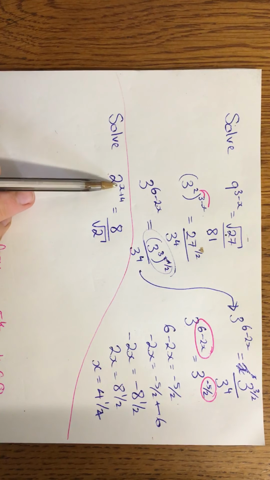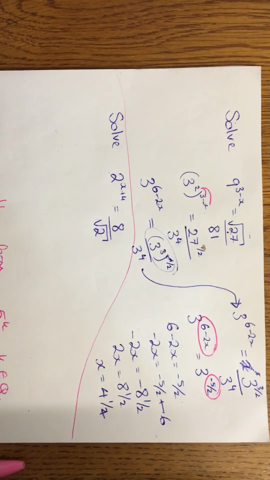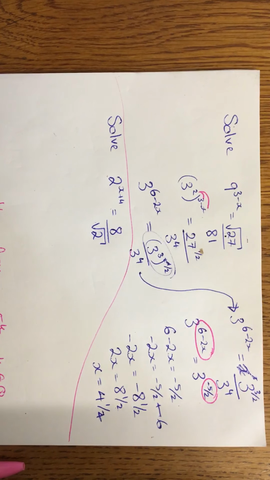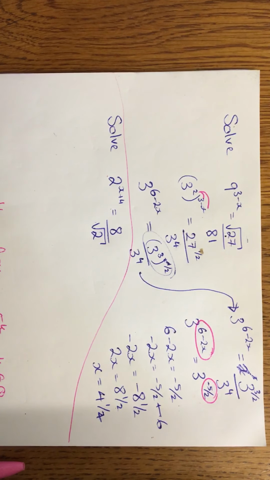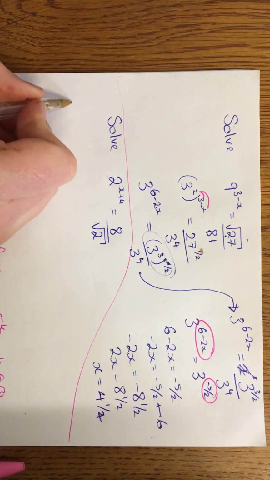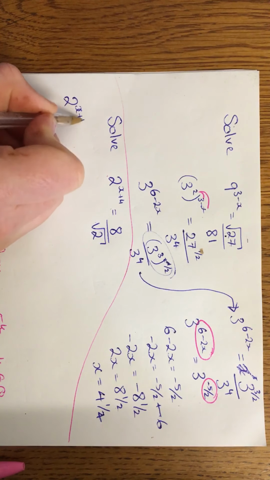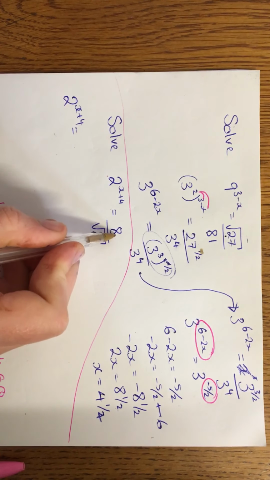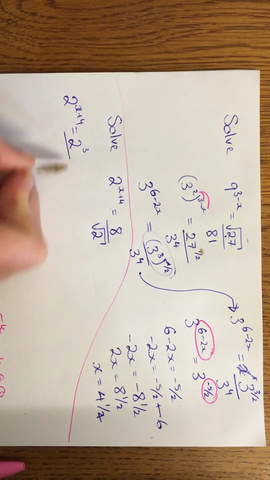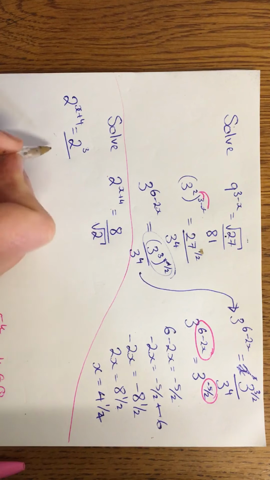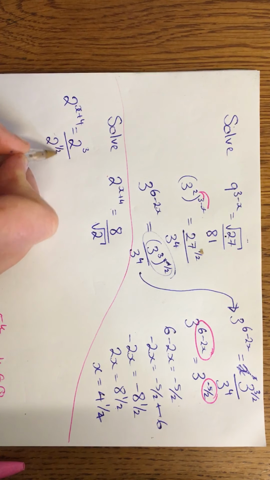Okay, next one, 2 to the power of x plus 4 equals 8 all over the square root of 2. Okay, so pause, think. What am I going to use as my base here? So I'm going to use 2 as my base. Okay, so the left hand side is fine. I just need to sort out the right hand side. So the left hand side, keep that the same. 2 to the power of x plus 4 equals. How can you rewrite 8 using 2 as a base? It's 2 to the power of 3 over. Remember, if you have a square root, same as a power of half, 2 to the power of a half.